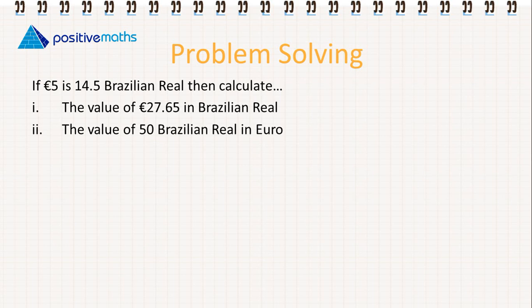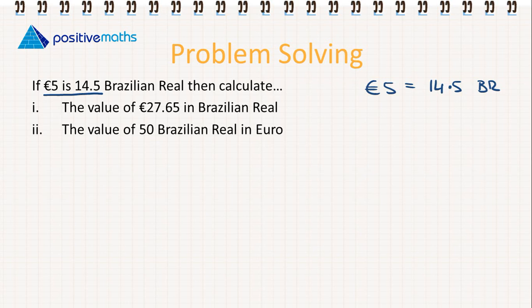Okay, our next example. We have €5 is equal to 14.5 Brazilian real. Then we have to calculate the value of 27.65 euro, so €27 and 65 cents. And we have to find the value of 50 Brazilian real in euro. Slightly different exchange rate we're given here. We have €5 is equal to 14.5 Brazilian real.